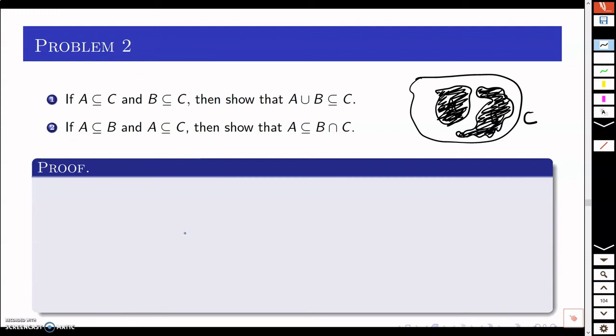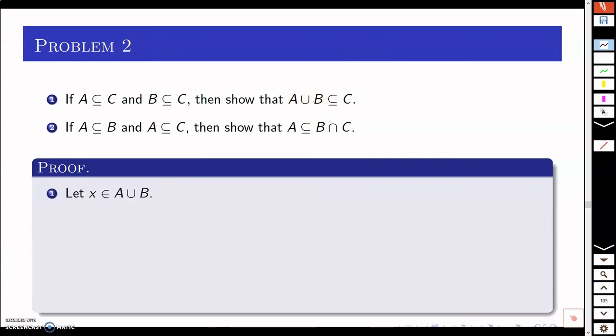We are given that A is a subset of C, B is a subset of C. We need to prove that A union B is a subset of C. So let's start with a point in A union B. Let X belong to A union B. We have to show that X is in C. Now X is in A union B, that means X is in A or X is in B. So you have either this statement or this statement, but A is a subset of C, that's given to us, and B is also a subset of C, right? So in either case X will end up in C.